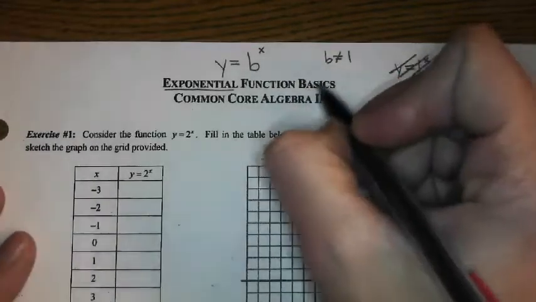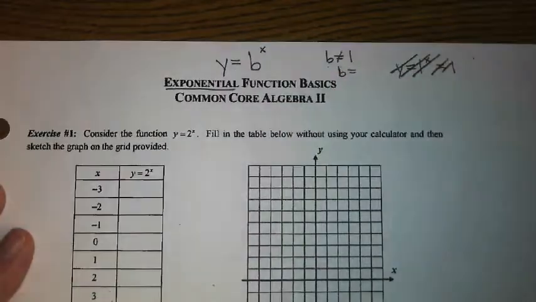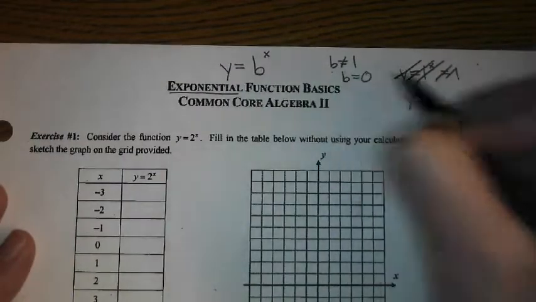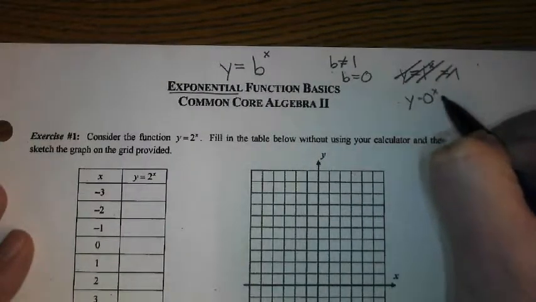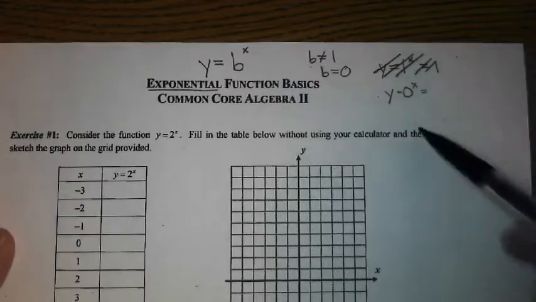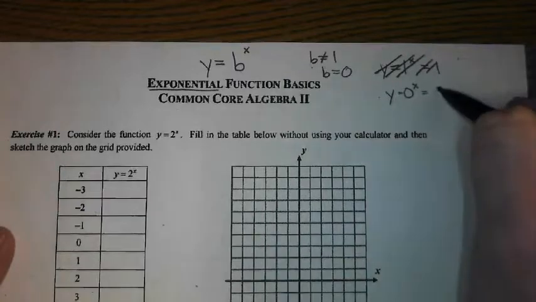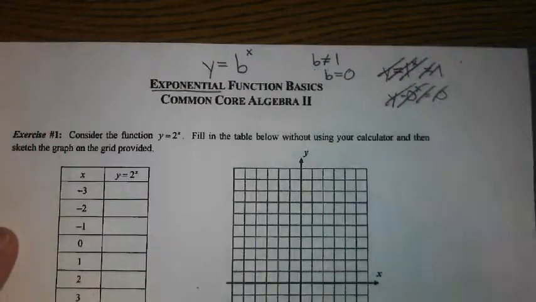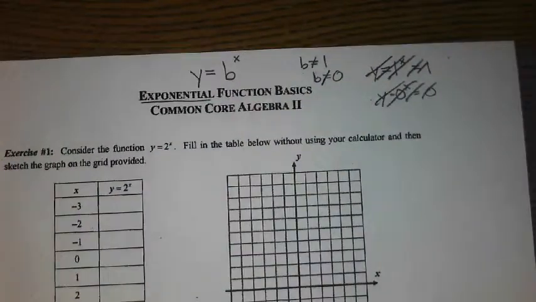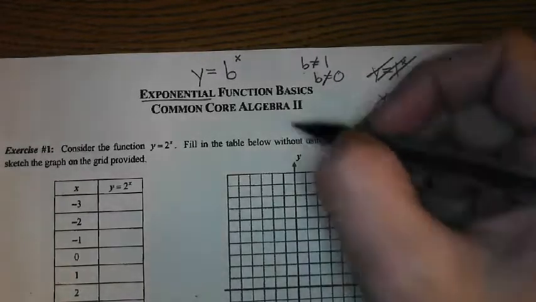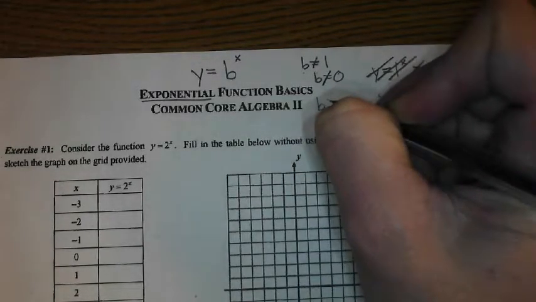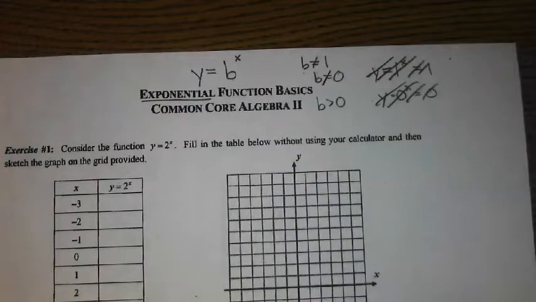The base also could not be what other number for a similar reason? 0, because if it was 0 to the x power, what's 0 to the first? 0 to the second. And that would be a horizontal line. So the base cannot equal 0 either. You know what? The base also cannot be a negative number. Base has to be greater than 0.